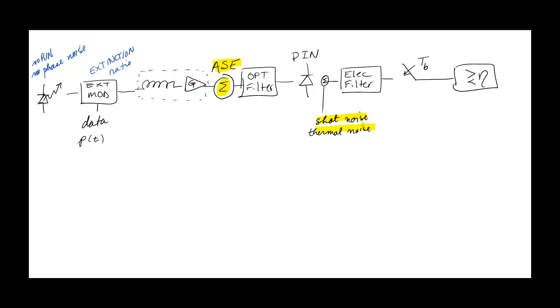In the electrical domain, we include an electrical filter to limit the shot noise and thermal noise. Next, we sample our signal at the bit rate. Note that we'll be using 8 times oversampling in the simulation. Finally, we threshold the sample to decide whether a 0 or a 1 has been transmitted.